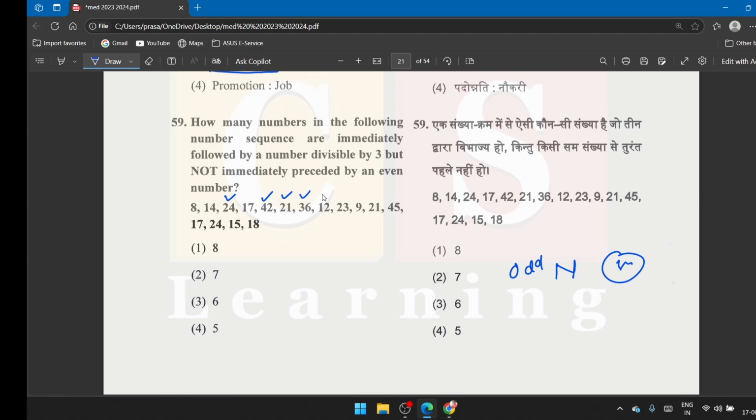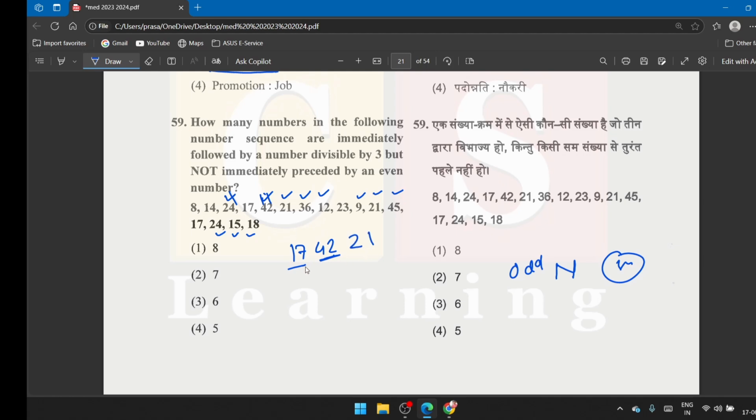42, 21, 36, 12, 9, 21, 45, 24, 15 and 8. Now let's see which number is preceded by an odd number and followed by a number divisible by 3. 24, 14, 8 cannot be. 42, 17, 24 cannot be either. 21, 42, 17: yes, 17, 42 is a number which is preceded by an odd number and followed by a number divisible by 3.